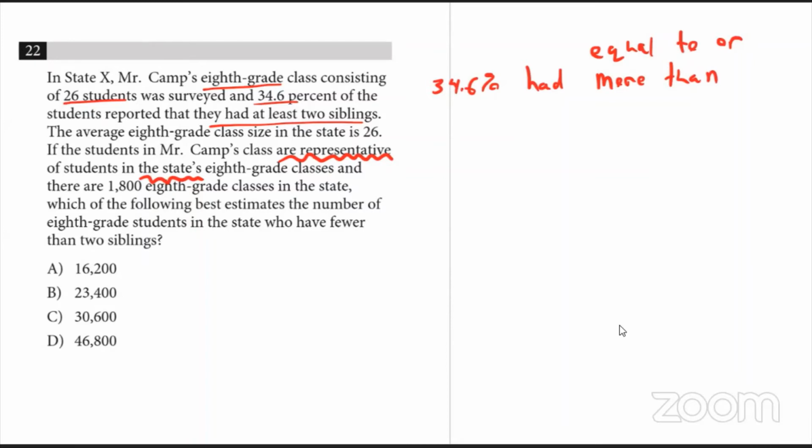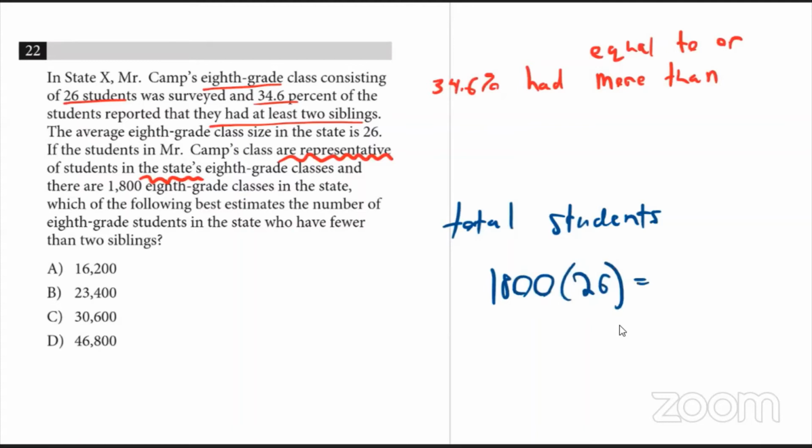There are 1,800 eighth grade classes in the state. So what's the total number of students in the state? That's going to be the 1,800 classes times the fact that there are 26 students in each class. So that's another price times quantity statement, if you think about it. So we've got 46,800 total students.